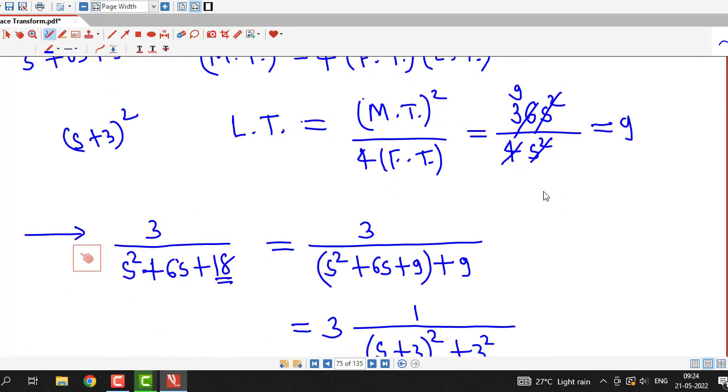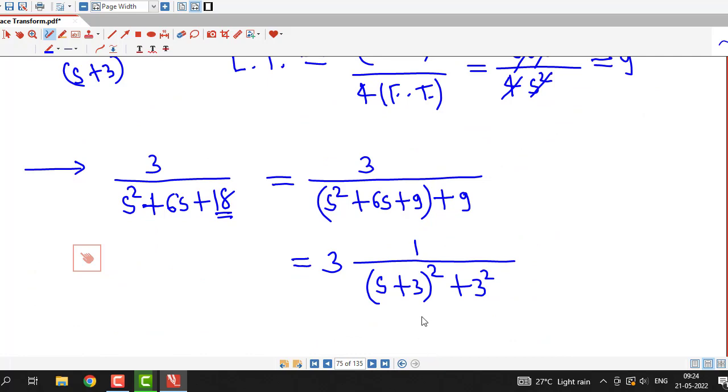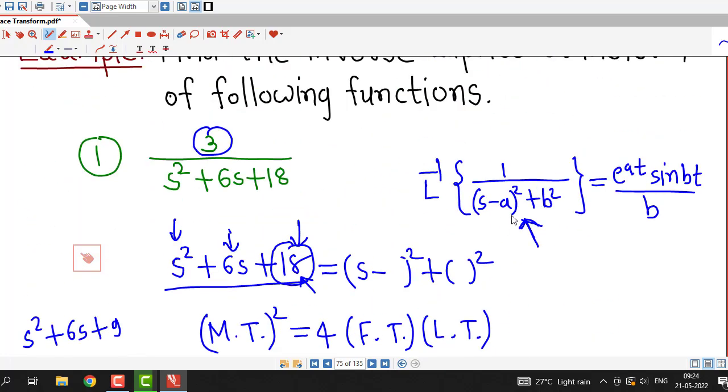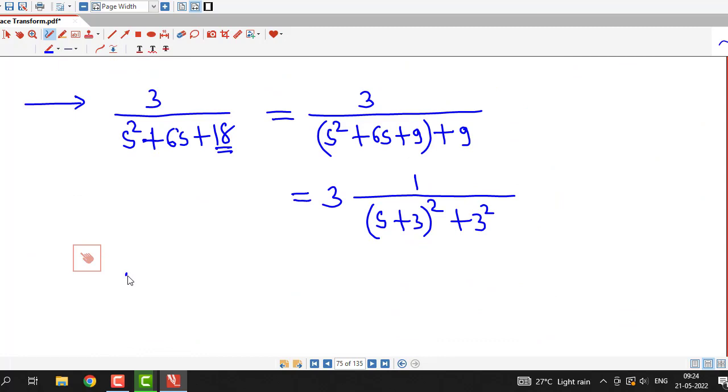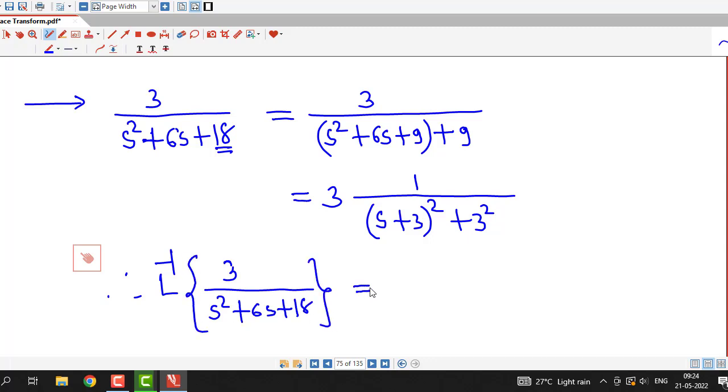So you can compare with this: the value of a will be minus 3 here. If we compare with this, a is minus 3 and b is 3. So now I can use that formula. So I apply Laplace inverse on both sides. L inverse of 3 divided by s square plus 6s plus 18 is equal to 3 times L inverse of, I can write one more step, s plus 3 as square of s minus minus 3 plus square of 3.